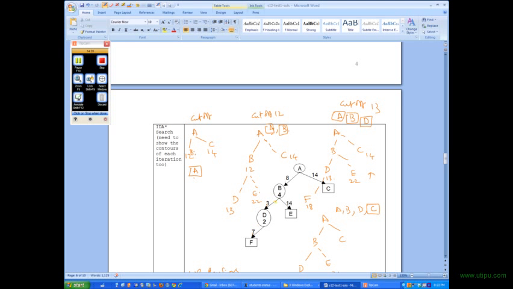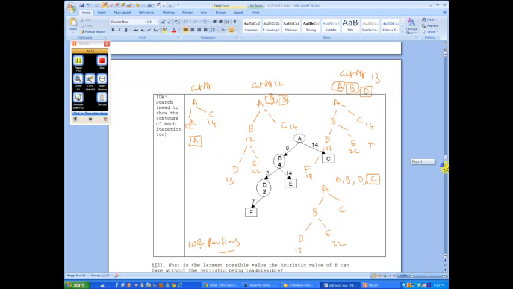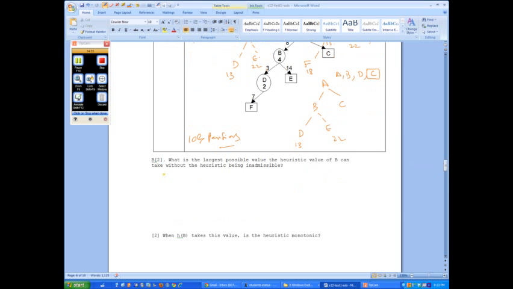So its heuristic value cannot be more than 10. Okay, so 7 plus 3, 10, that's the closest goal. So the shortest or the closest goal is 10 units away from B.